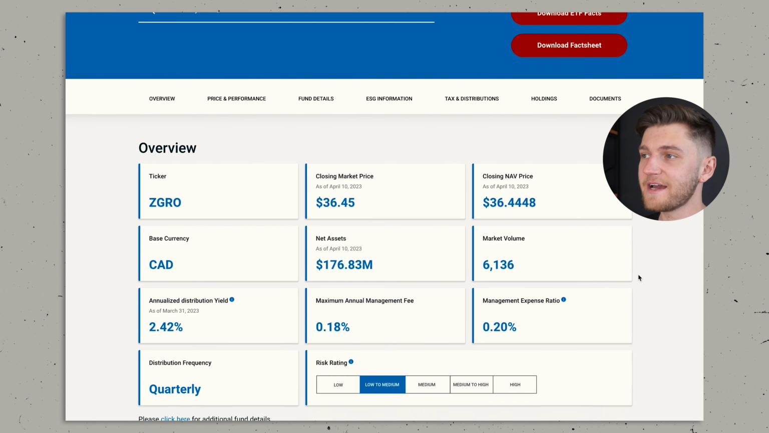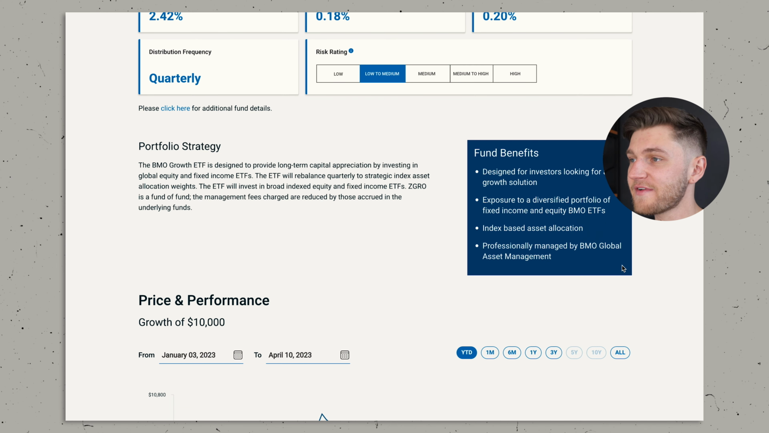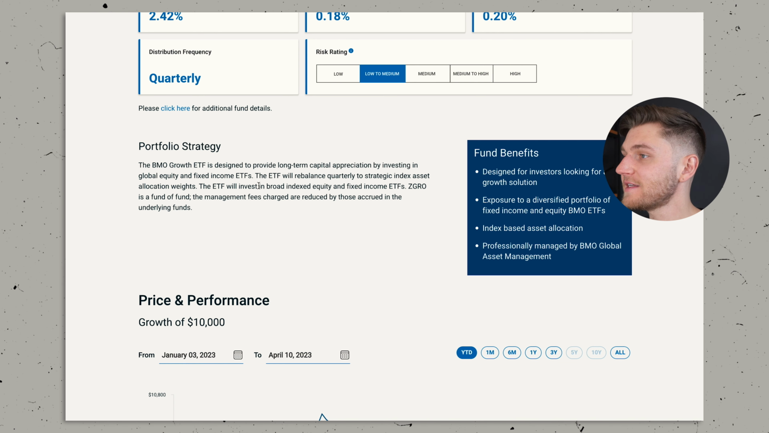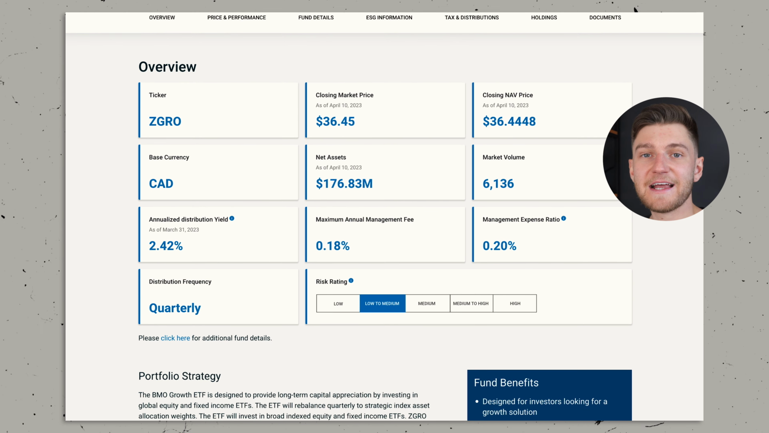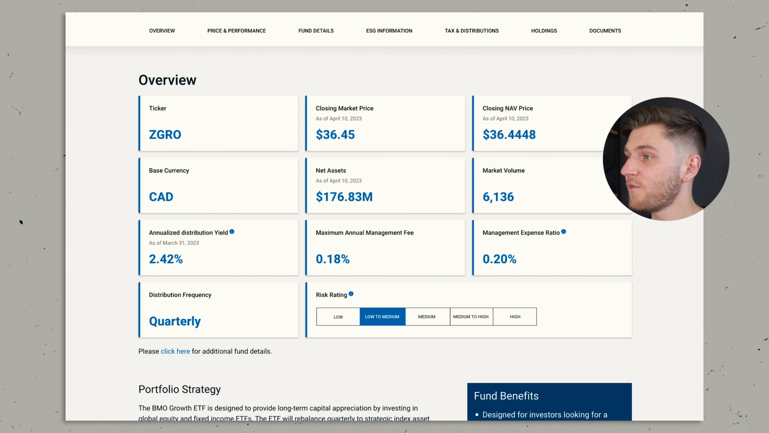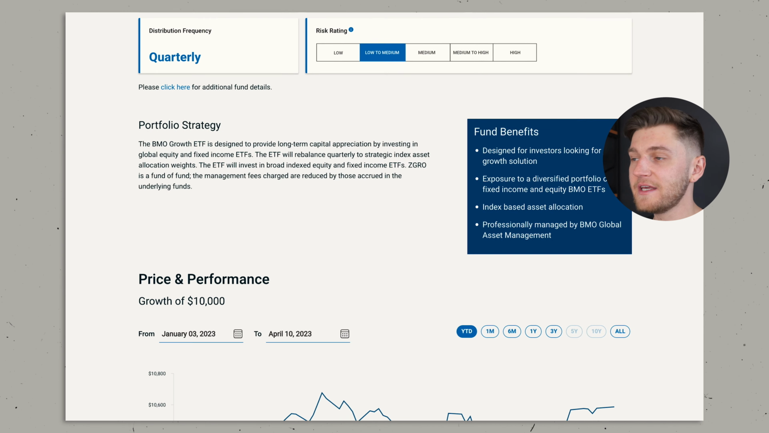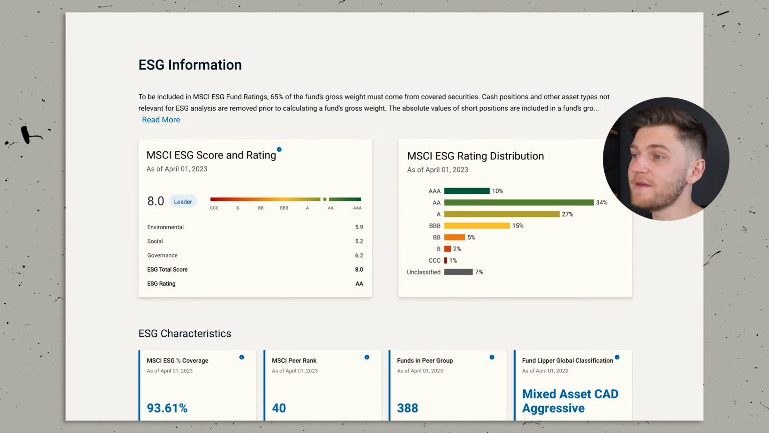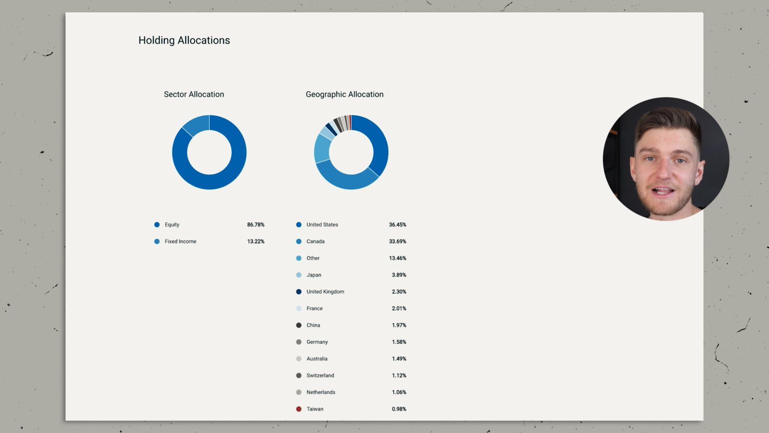Alright, so the ZGRO ETF is actually quite simple to understand. The overall goal of this ETF is to offer investors long-term capital appreciation by investing in global equity and fixed income ETFs itself. And as the name of the ETF would suggest, with a growth angle to it, the ZGRO ETF aims for an 80% equity and 20% fixed income split, which then gets rebalanced on a quarterly basis to maintain this target asset allocation split, right?